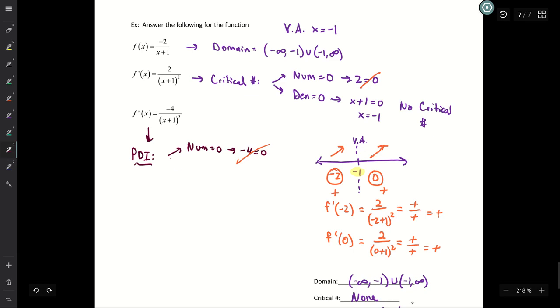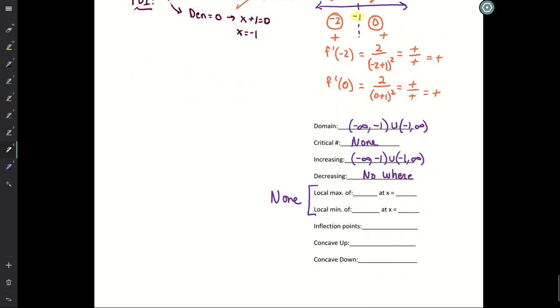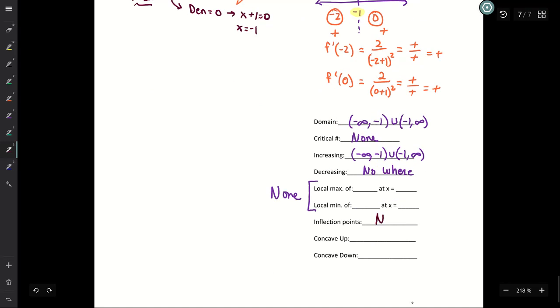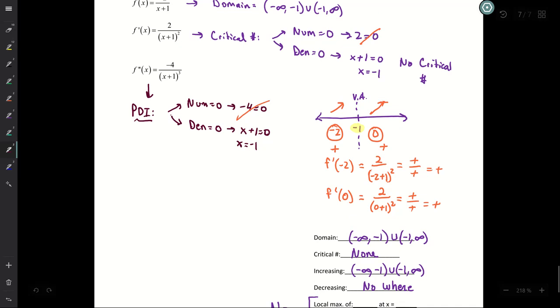Or it would be where the denominator was 0. On this one, we can see that would simplify to where is x plus 1 equal to 0. Well, that's where x is equal to -1. So if we're going to have a point of inflection, it would be at -1. Problem with -1 is it's a vertical asymptote. We know already we're not going to have a point of inflection because -1 is not in the domain of the function. So we can come down here and say we have none there because the only place it might have occurred is at an asymptote.